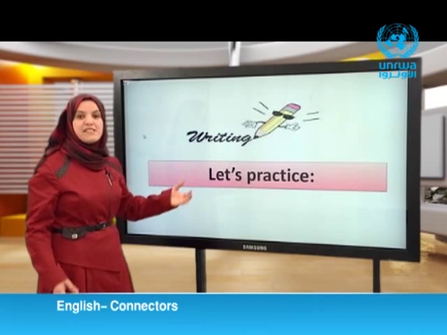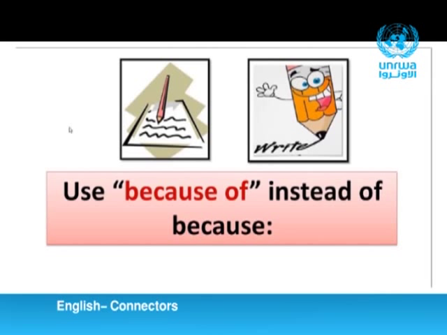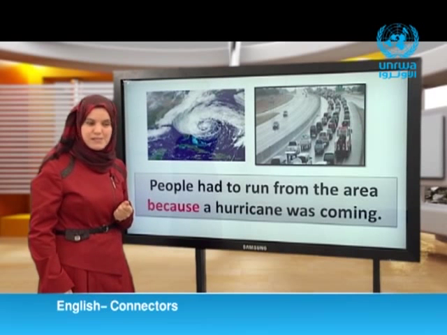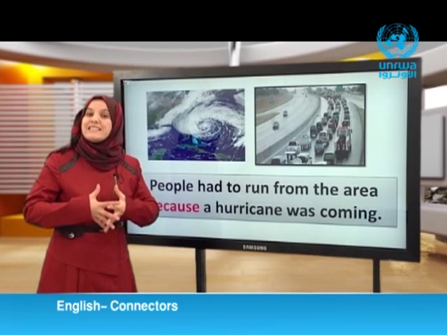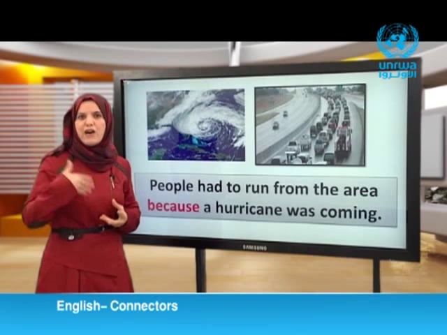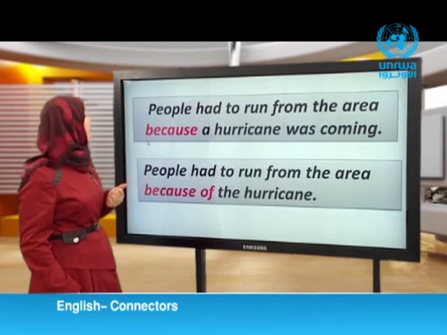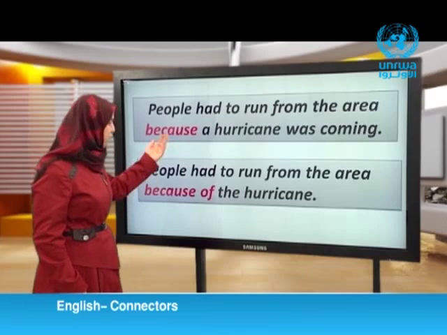Now, it's time to practice. Let's see the first activity. We are going to use because of instead of because. Now look at this. People had to run from the area because a hurricane was coming. So we need a noun or a noun phrase after because of. Let's see it together. People had to run from the area because a hurricane was coming. This is a full sentence after because.